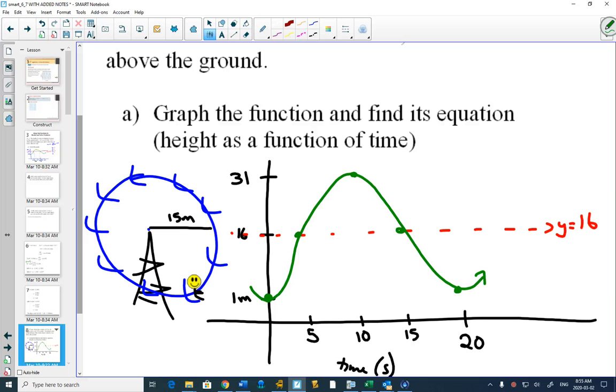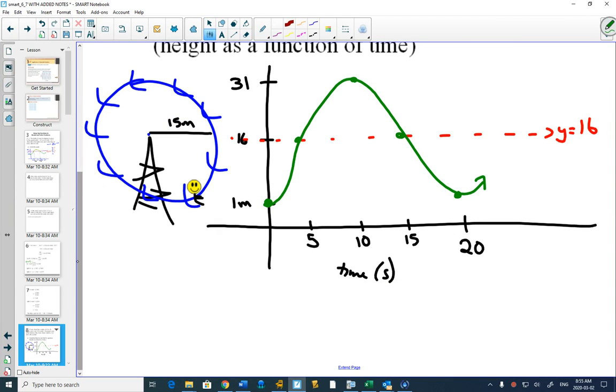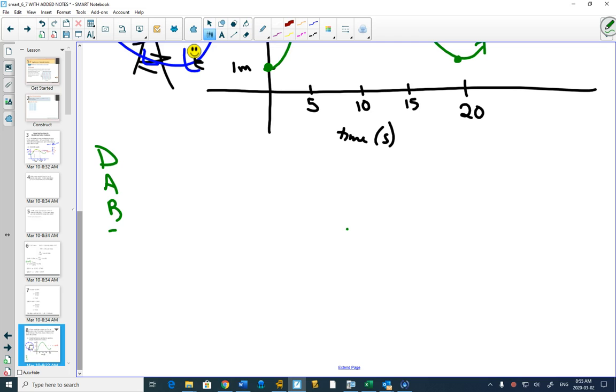And this could continue on. I guess technically I should not; you start there, so you're not going back in time. And your Ferris wheel goes around and around and around. So now based on our picture, do we have everything that we need to work backwards to get our equation? Yes.